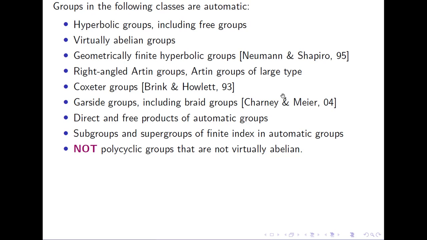So, okay, I'm going to give you the other definition shortly, but before we go any further, let's look at a whole bunch of groups that are automatic, and this includes a lot of the nice families of groups we all know and love. So I've mentioned hyperbolic groups, which includes free groups, virtually abelian groups, geometrically finite hyperbolic groups. They're like hyperbolic groups with singularities where you allow free abelian bits. Right-angled Artin groups of large type, Coxeter groups. Coxeter groups was open for quite a while before it was settled by Brink and Howlett. Garside groups, that includes braid groups.